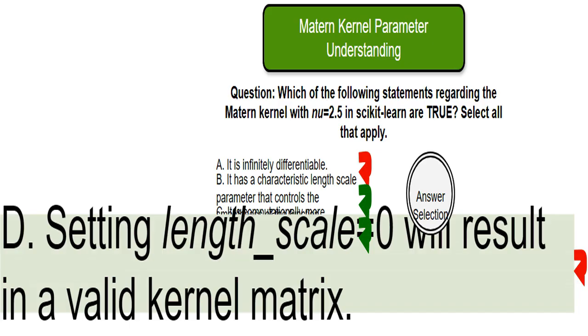Setting the lengthscale parameter to 0 is a big no-no. It creates a singular, non-positive definite kernel matrix. This makes the mathematical calculations in GPR break down. Think of it like trying to divide by 0, it just doesn't work. A valid kernel matrix is essential for the GPR model to work correctly.